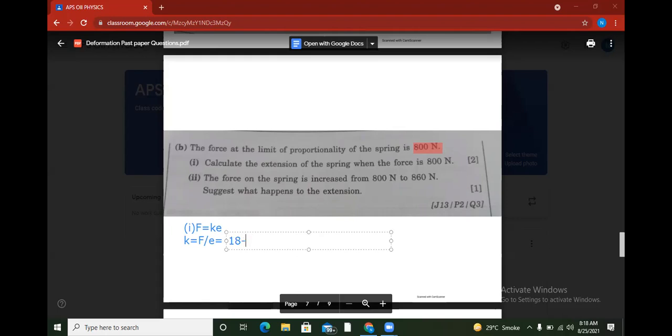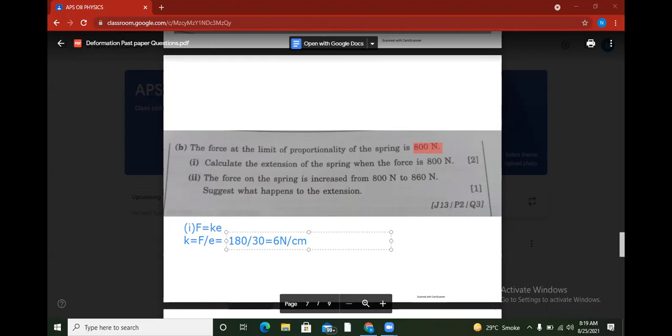180 by, and how much extension we have at 180? 30. Yes, it's 30. So we will get value of K, that is 6. 6. Okay. 6. And what is the Newton for the spring constant? Unit of force is Newton and unit of extension is centimeter, right? So that is the unit.